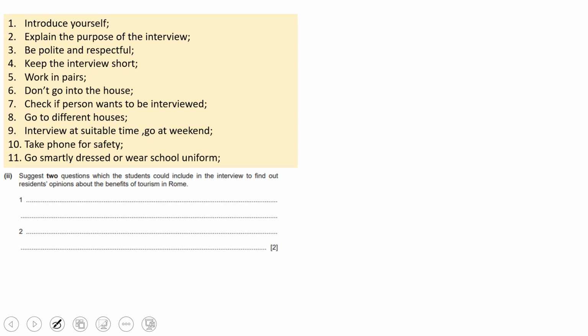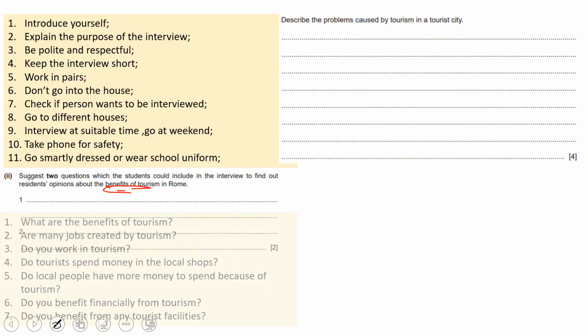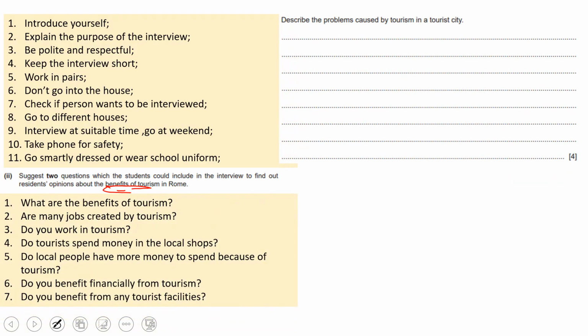Now, the next question here is that suggest 2 questions which the student could include in the interview to find out resident opinion about the benefit of tourism in Rome. 2 questions they can include about the benefits of tourism. So when they're asking about benefit, they are talking about advantage of tourism. What are the advantages? You look at jobs. You look at, does it help to improve their infrastructure? Does it help to provide jobs? That's it. So a typical answer is this: what are the benefits of tourism?